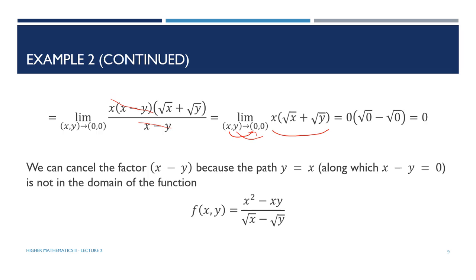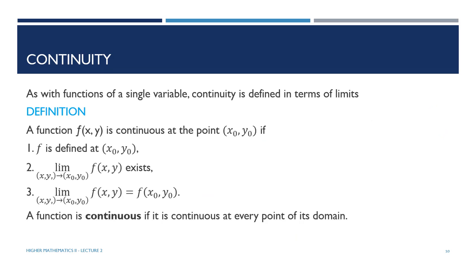So now I can plug in this 0 instead of x and that 0 instead of y. The answer is 0. We can cancel the factor x minus y because the path y equals x is not in the domain of the given function.